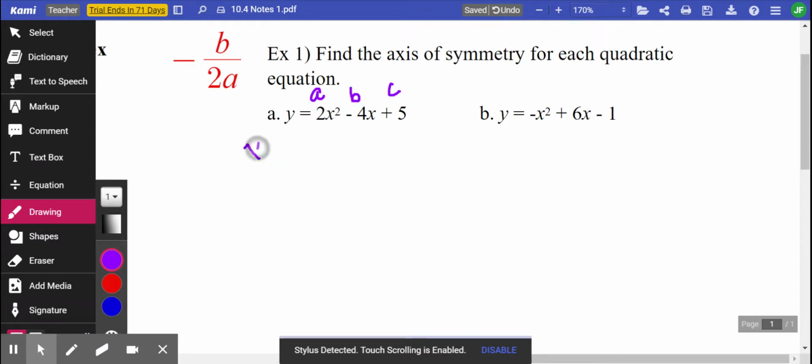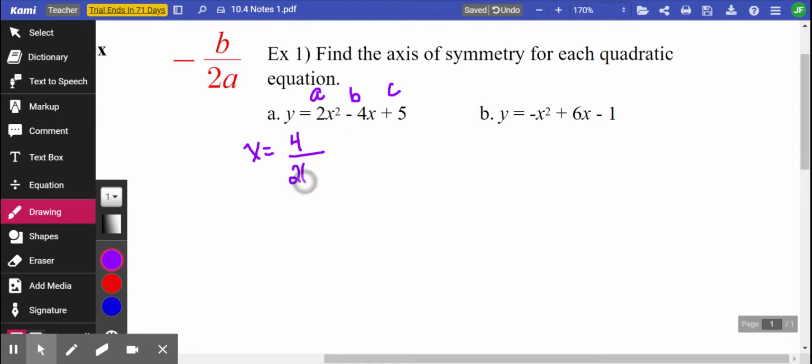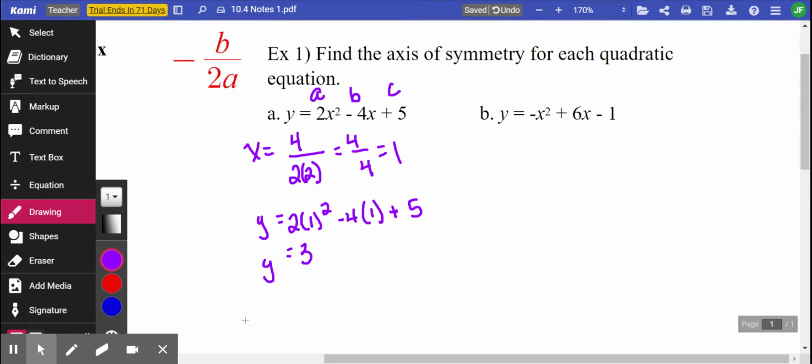So we are going to find our x value by taking the opposite of b, which gives me positive 4, over 2 times a, which is 2. And on the bottom, 2 times 2 is 4, so 4 divided by 4 is 1. We're going to go ahead and take that and plug it back in. So we're going to do 2 times parentheses 1 squared. The parentheses are extremely important, especially if you have a negative. So we're going to do 2 minus 4, which is negative 2, plus 5, which is 3. So we found the axis of symmetry is at x equals 1, and the vertex is at the point 1, comma 3.